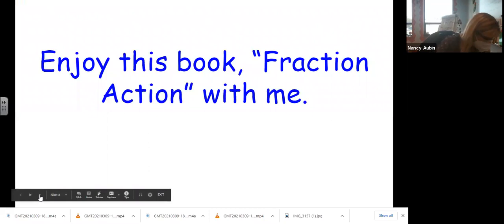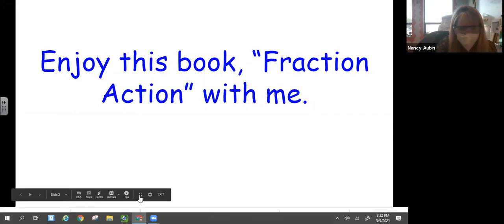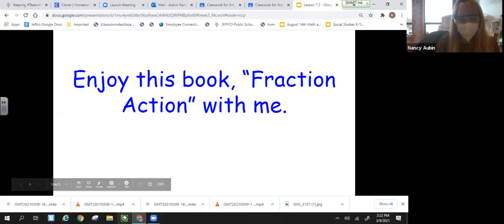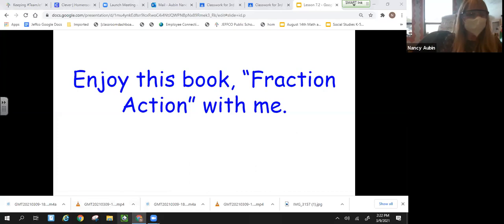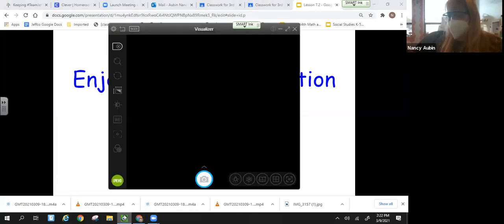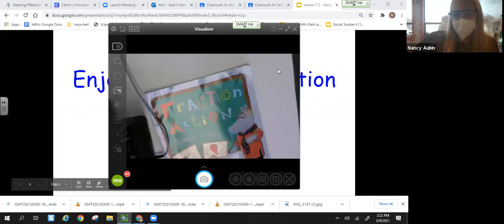All right, I have a book that I'm going to share with you, and it is about fractions. It's called Fraction Action, and I might not read the whole thing today, but I wanted to share it with you because it really shows you that real world connection that Cerne and I had with area and perimeter today.